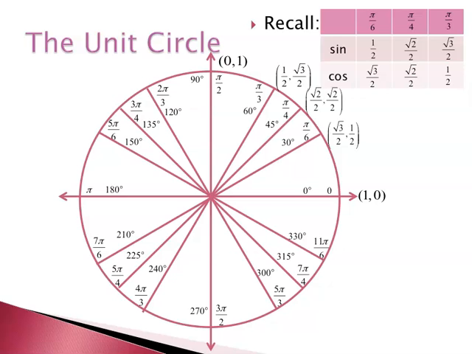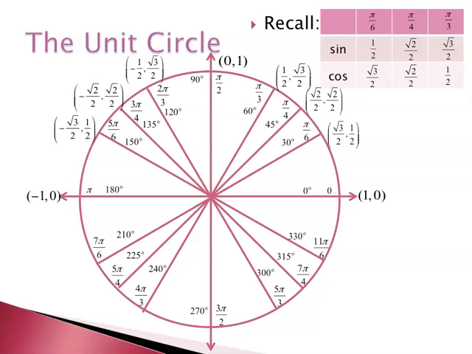Then in quadrant 2, we have negative 1/2, root 3 over 2, right? Because cosine is negative in this quadrant. You can also think of it as well, the x-coordinate must be negative in quadrant 2. Negative root 2 over 2, root 2 over 2. Negative root 3 over 2, 1/2. And then we're over here on the left, negative 1, 0.